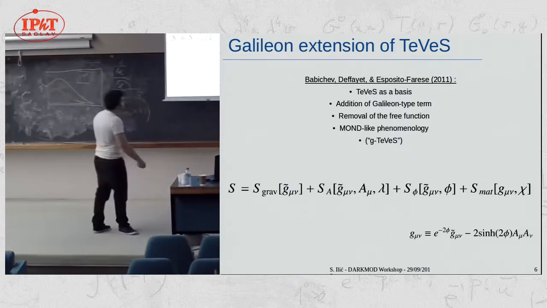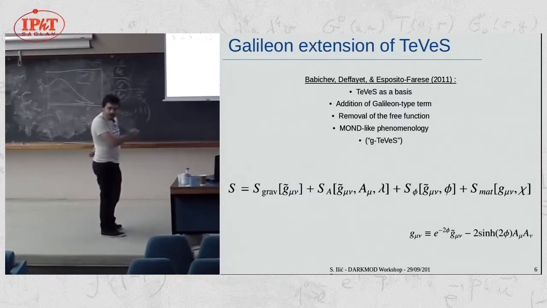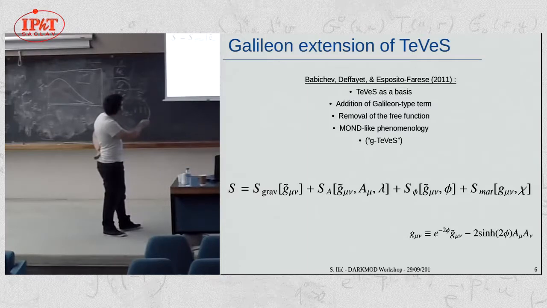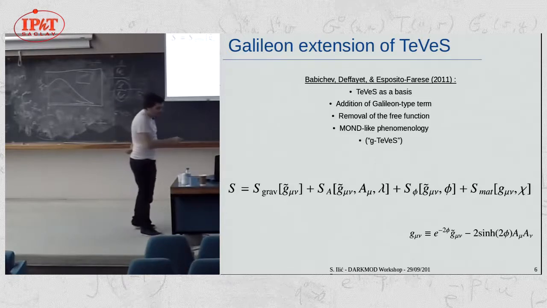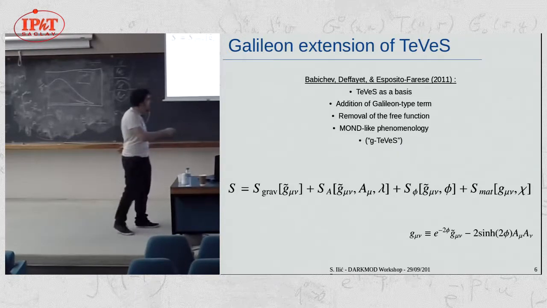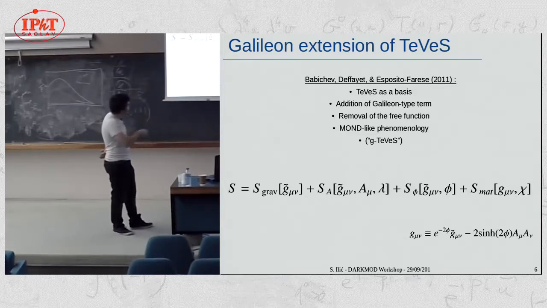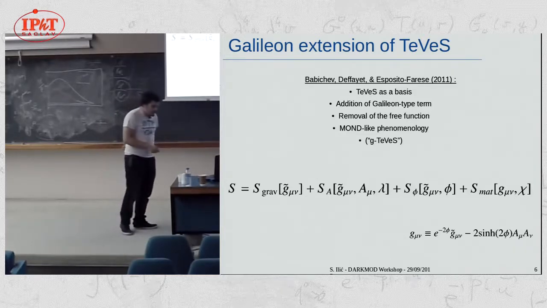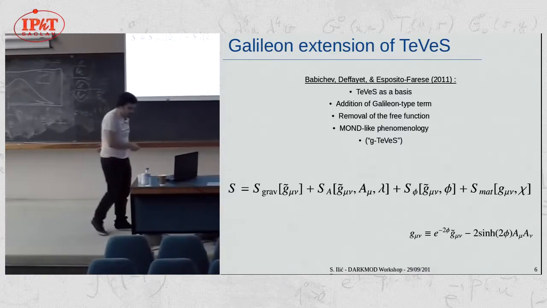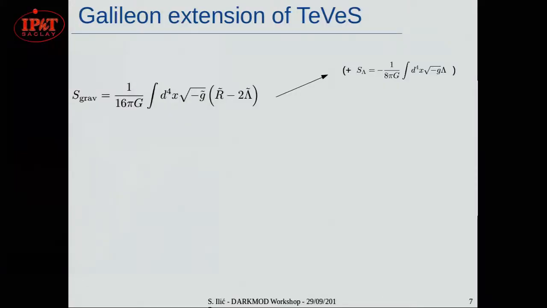So the action for this theory looks like this. One thing to notice first is that there are two metrics, g-tilde mu nu and g mu nu, with a formal relation between them: the Einstein metric g-tilde and the physical metric g, which couples to the matter fields. So let's have a closer look at the terms in this action.